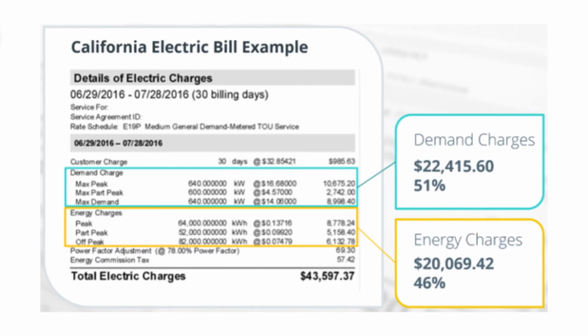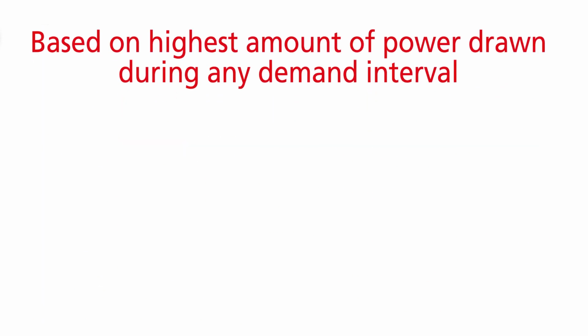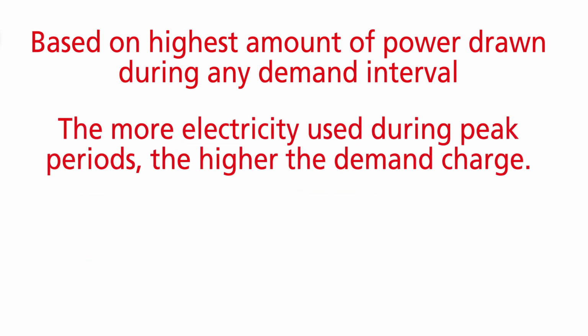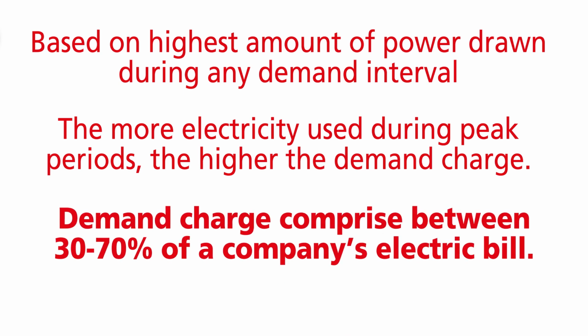Industrial energy is used based on demand rate. A distribution demand charge applies to both commercial and industrial entities that pay time of use rates or have certain bill sizes. It is based upon the highest amount of power drawn during any demand interval during the billing period. The more electricity you request during peak periods, the higher your demand charge can be. Demand charges can comprise between 30 and 70% of a company's electrical bill.